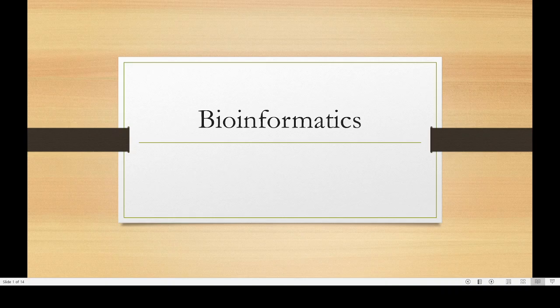Here, the topic here is the branch that is bioinformatics.